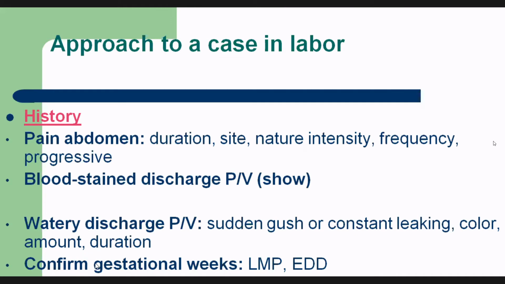Usually the watery discharge is a whitish color because of mix of vernix in the liquor. Okay, and you have to also confirm the gestational age by asking LMP and adding 9 calendar months plus 7 days, by Naegele's formula. And the expected date of delivery also you have to calculate, and then you have to calculate how many gestational weeks she is in.